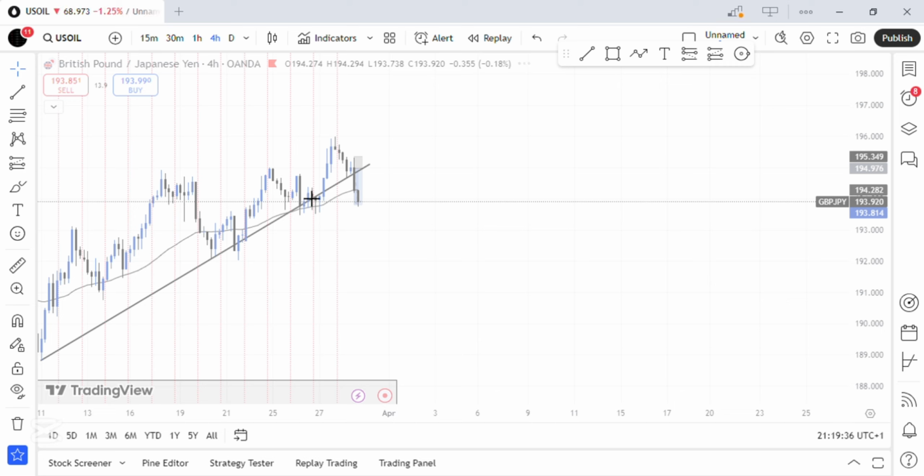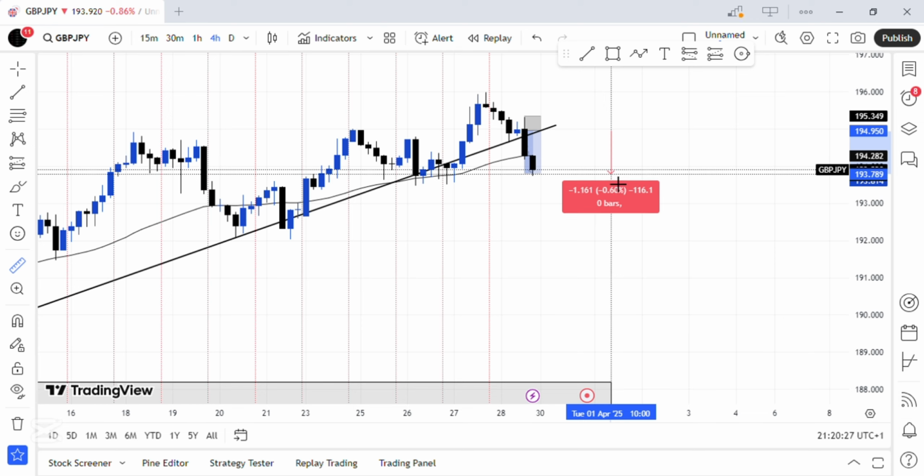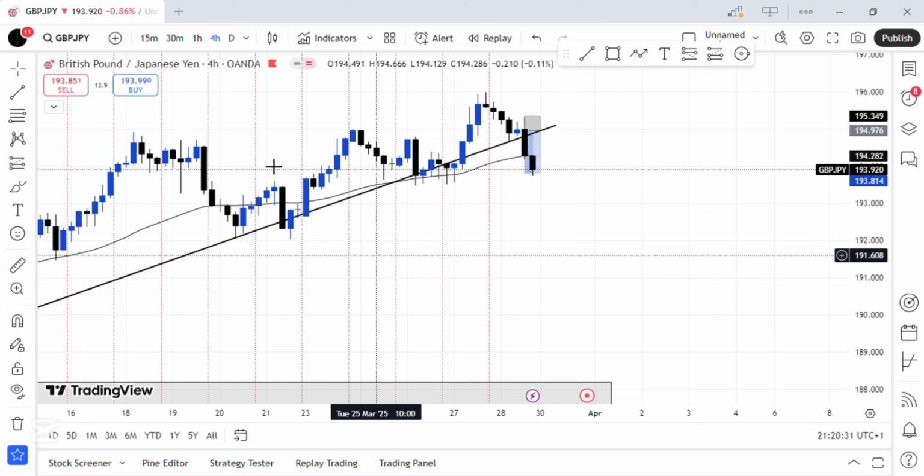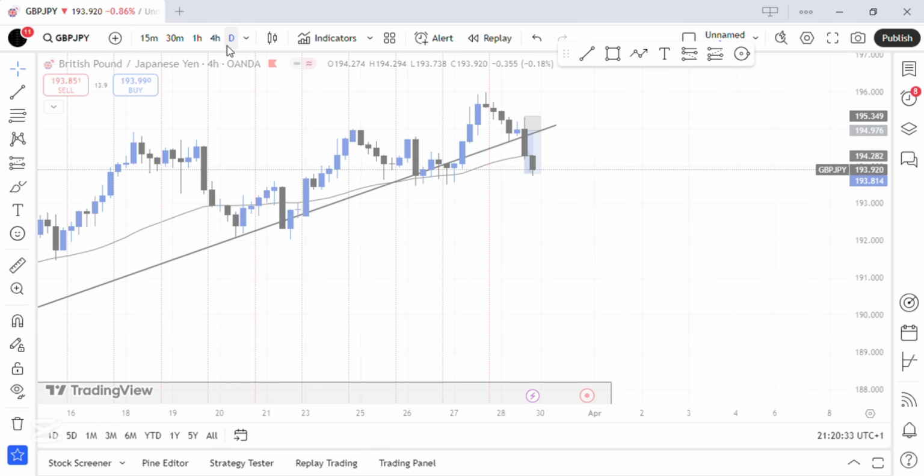But this one now is on GBPJPY. It's on the 4 hours time frame. So let's go to the daily time frame and do some top down analysis and show you how I caught this trade. By the way, this trade gave me about 117 pips. So let me go to the daily time frame and show you how I called this trade with top down analysis.